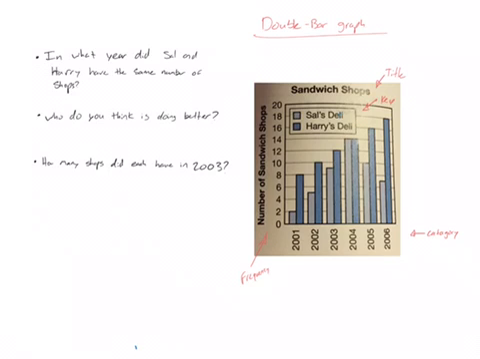In what year did Sal and Harry have the same number of shops? So we're looking here. Sal had 2 shops and Harry had 8. So we're looking for where these two are the same height. And we look, and right here they're both the same height. But it's not asking how many they had, it's asking what year. So the answer would be 2004.